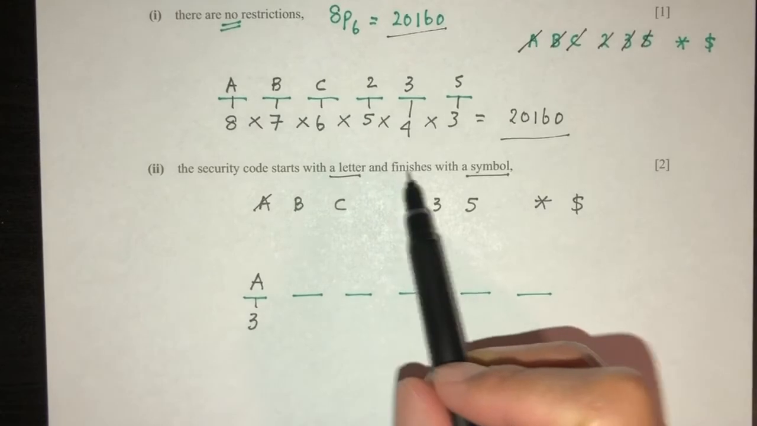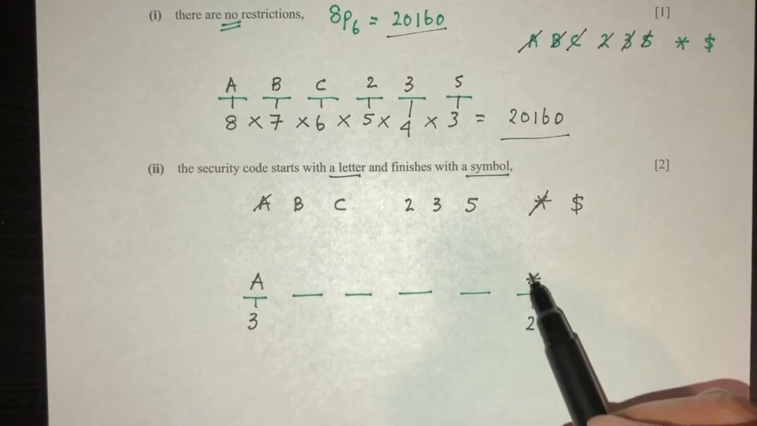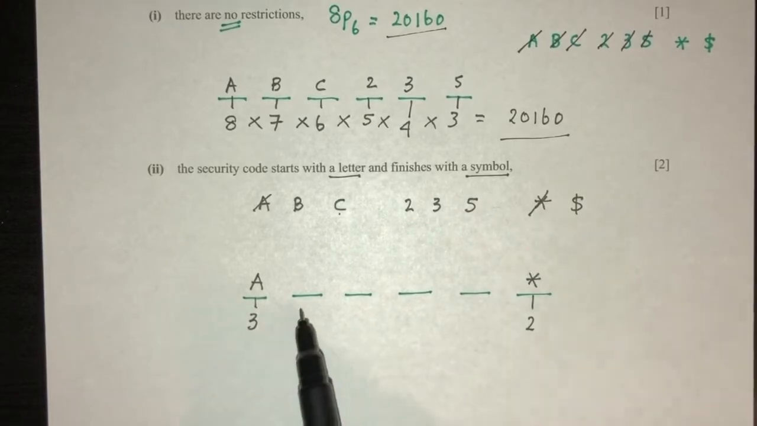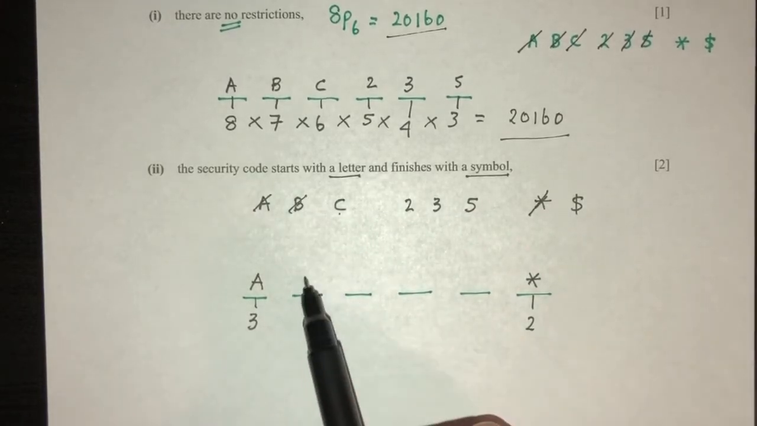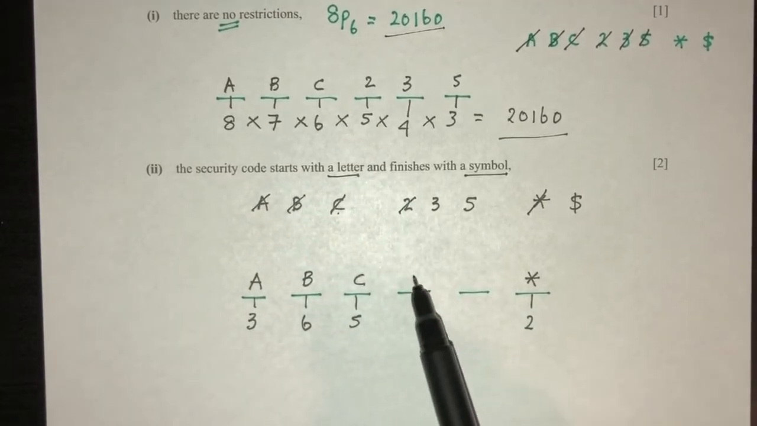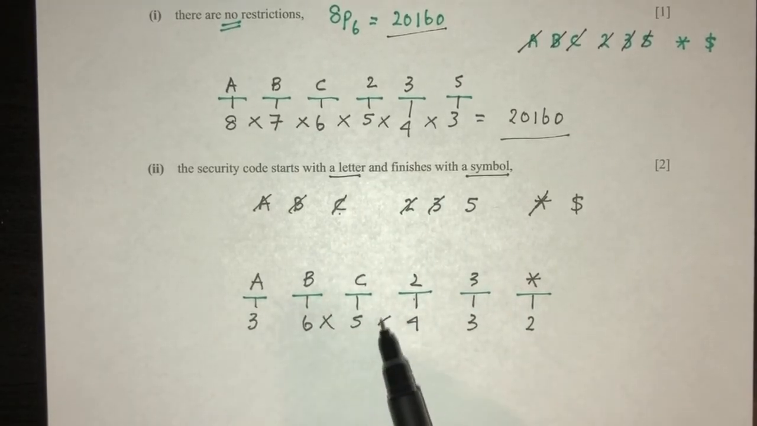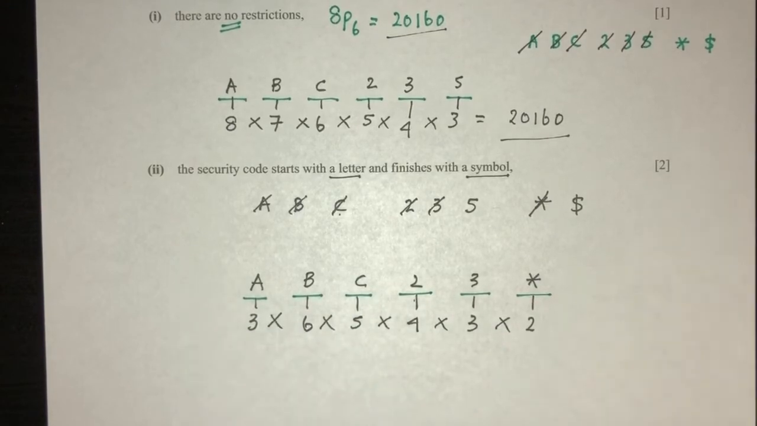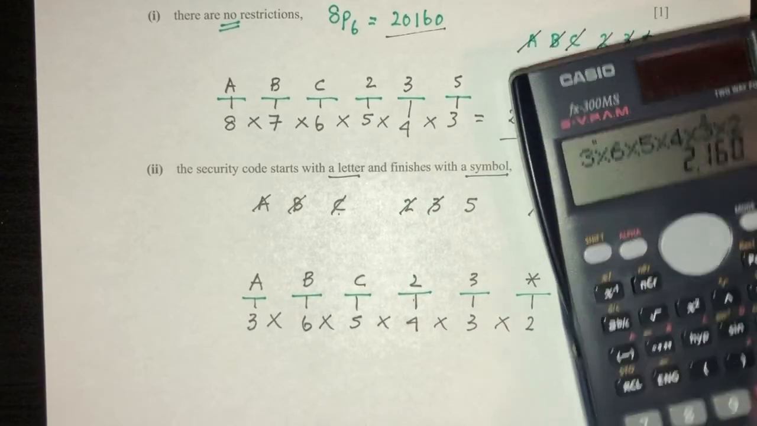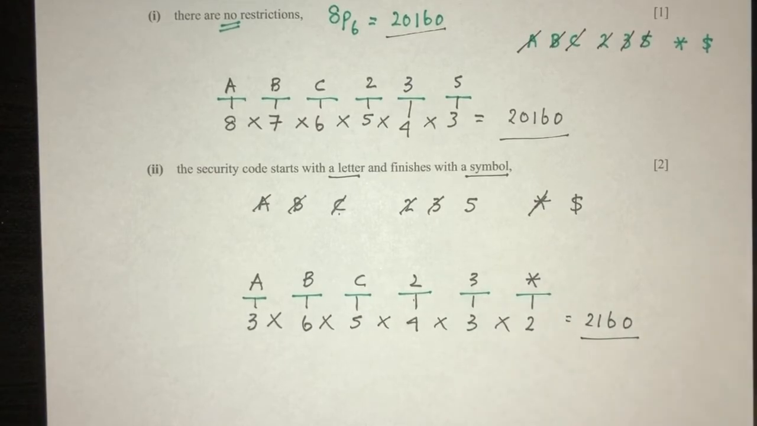Now, for it to finish with a symbol, it has 2 options. Let's say I choose this one. Now remaining I have 1, 2, 3, 4, 5, 6. So for this one I have 6 options. Let's say I choose B. This one I will have 5 options. Let's say I choose C. Let's say I choose 2 here for 4 options, and that will be the total number of ways of having this code. So 3 times 6 times 5 times 4 times 3 times 2. That should be 2160. 2160 for this part. Now this is part 2.